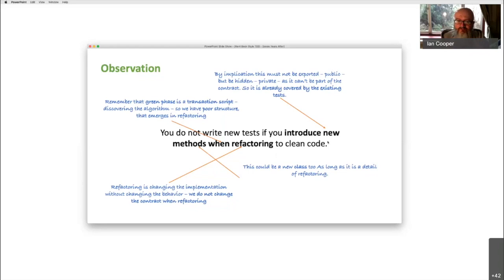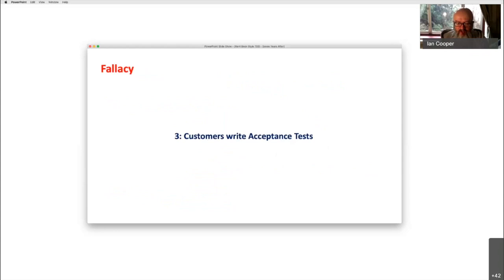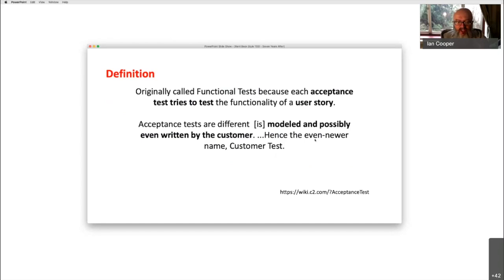All right, customers write acceptance tests. That's another fallacy, unfortunately. We don't really want to do that. Okay, so where did this idea come from? The idea originally came from this principle that we had an on-site customer. Nowadays, in XP, we think about that as being, for example, the product owner. And the product owner, the idea was, would essentially help us with defining the requirements, looking at the acceptance criteria, and testing, basically, the code.